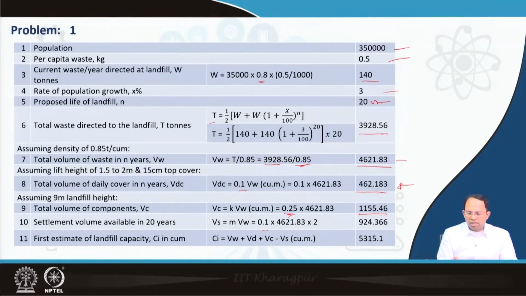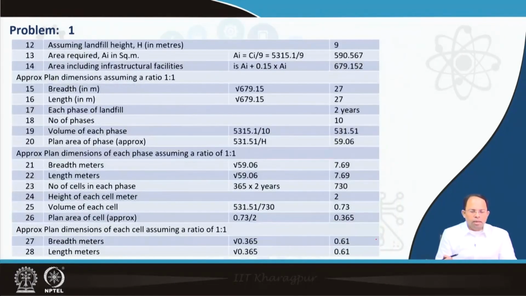Then settlement volume 10%, and because there are 2 phases, it is multiplied by 2 because every 10 years we can estimate settlement, but you can ignore this 2. In that case, it would be half of this. But anyway, you can also consider a little bit higher settlement because it is for a 20-year period. Final estimate of landfill capacity is as per the formula given earlier, which comes to around 5315 meter cube of space required. Now height is given, which is 9 meters.